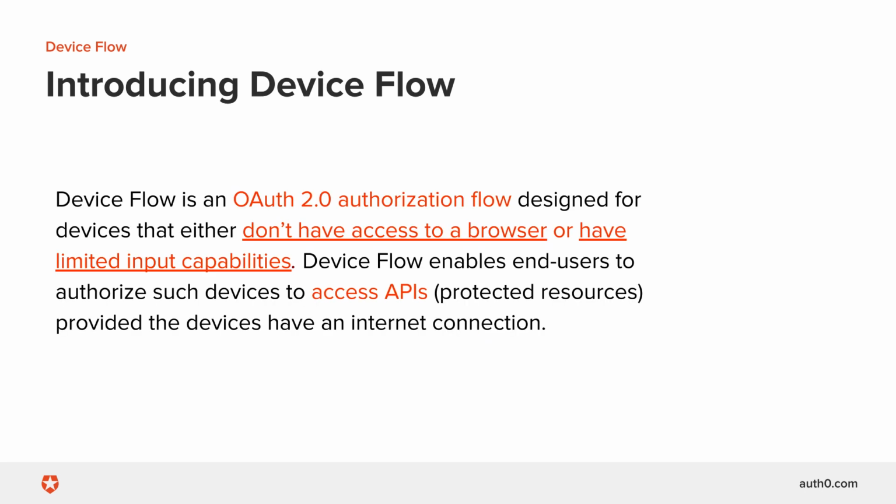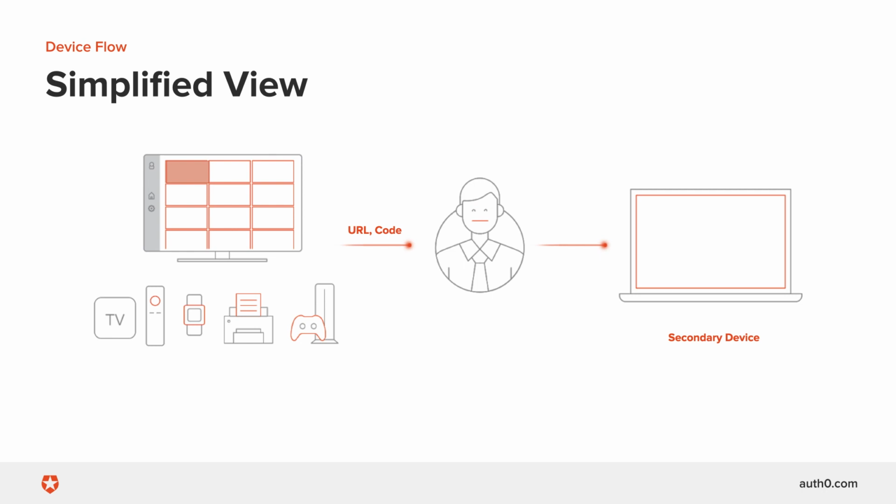We do this with Device Flow. Device Flow is an OAuth 2.0 authorization flow designed for devices that either don't have access to a browser or have very limited input capabilities. So how does it work? Instead of authenticating the user by asking them to provide their credentials, the application directs the user to visit a URL on their computer or smartphone to authenticate themselves and to authorize the device to access the protected content. If you've ever signed into your Netflix account on a device like a Roku, you have already encountered this flow.